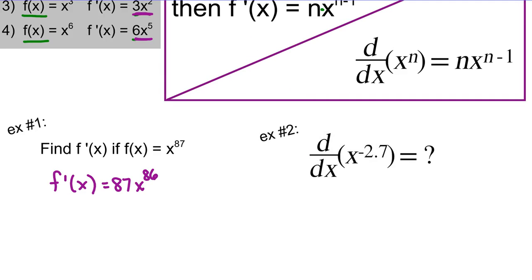Now this one has x to the negative 2.7 power. Remember, it can be any real number power. The same thing happens. So to get the derivative, you bring down the power, and then you subtract 1 to get the new power. If you subtract 1 from negative 2.7, you get negative 3.7. So that's the derivative.